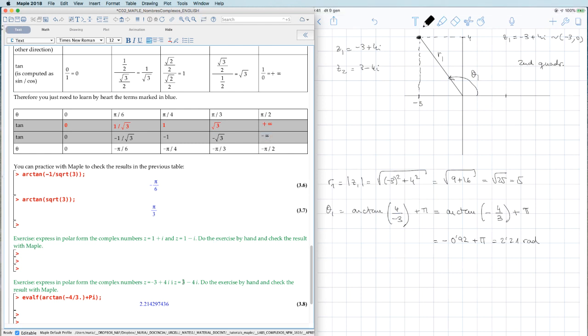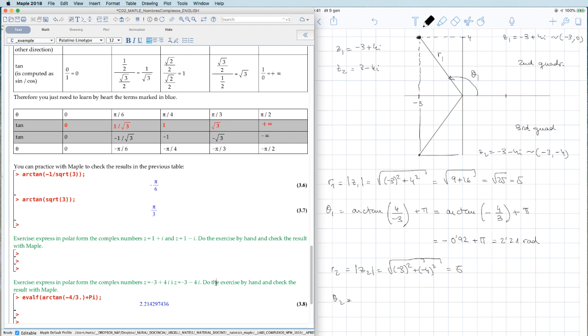And the second one is minus 3 minus 4i, so this is going to be this angle here. This is z2 equals minus 3 minus 4i, which is equivalent to the point minus 3, minus 4. We are in the third quadrant, so the distance is going to be the same because we have the same numbers. r2 is going to be the modulus, which is again the square root of minus 3 squared plus minus 4 squared. This is going to be 5.